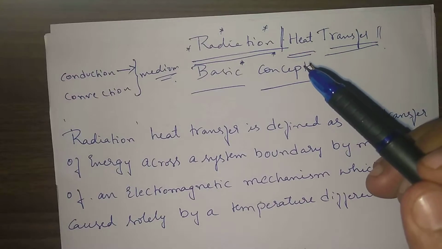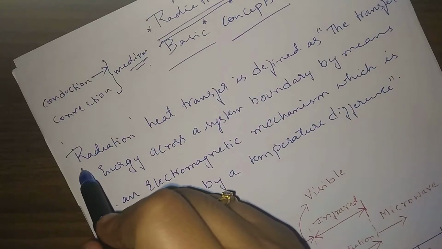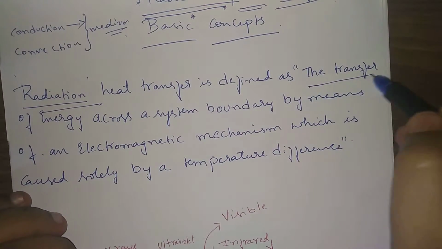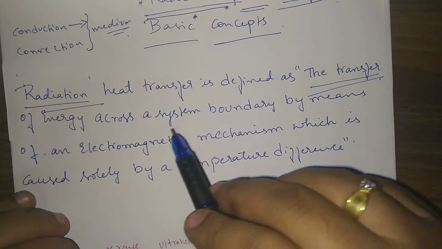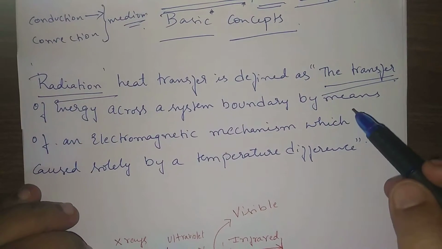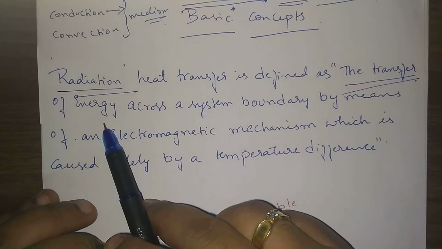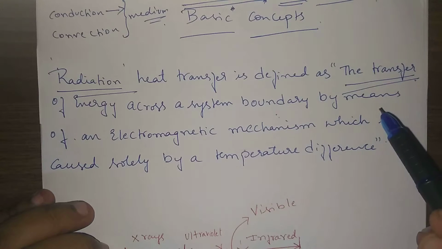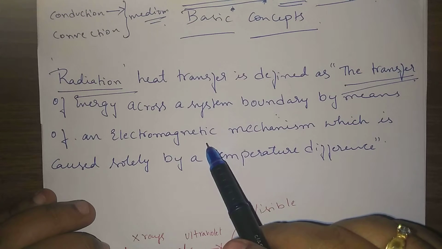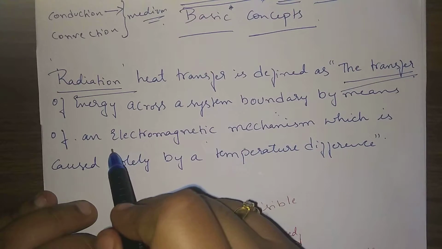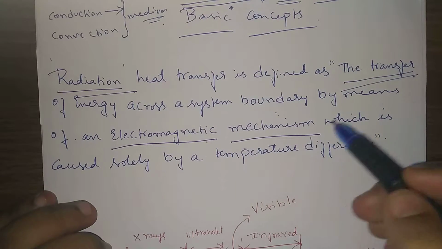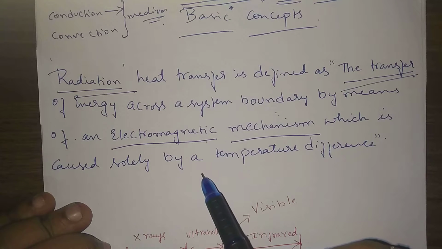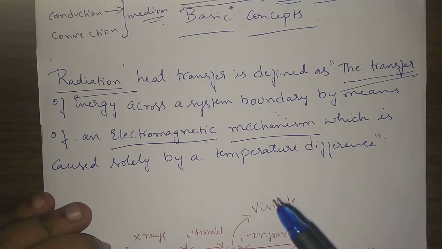Now we will understand what actually radiation is. So what is this? Radiation heat transfer is defined as, please read it. Radiation heat transfer is defined as the transfer of energy across a system boundary by means of an electromagnetic mechanism which is caused solely by a temperature difference.